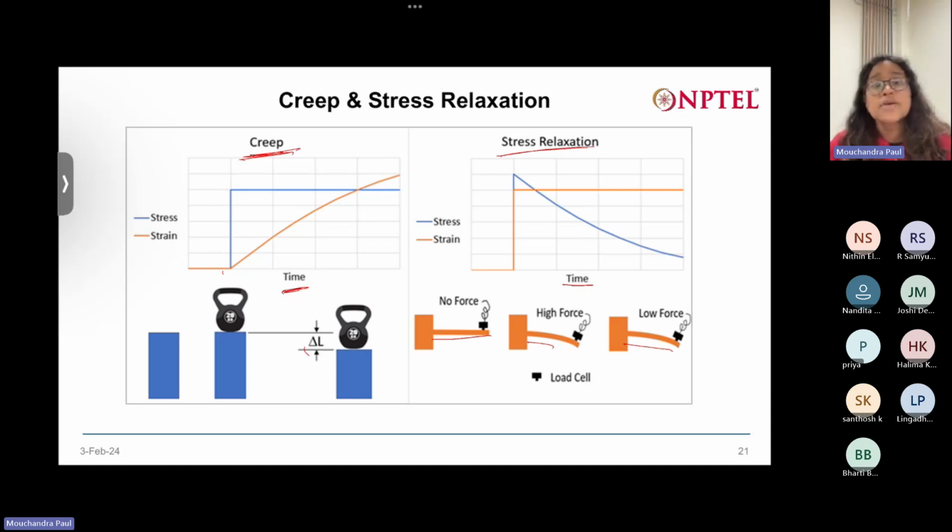Over time, people observe these phenomena on a viscoelastic material. In creep, under constant load, the strain of the material is increasing over time, whereas in stress relaxation, at a constant strain where the length is not increasing, the internal stress generated in the material is exponentially decreasing over time. This type of phenomenon is shown by viscoelastic materials.